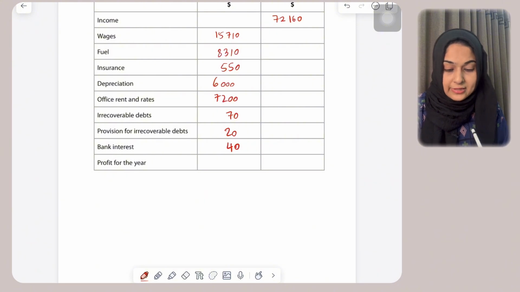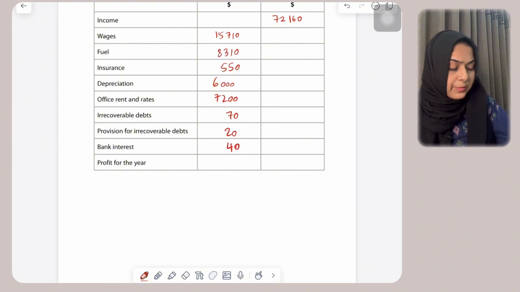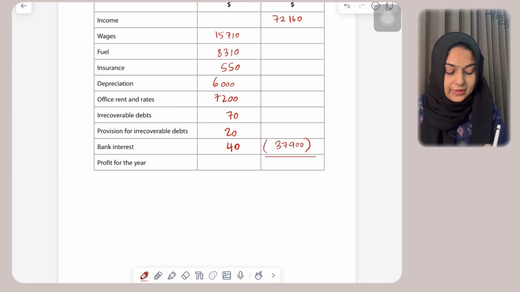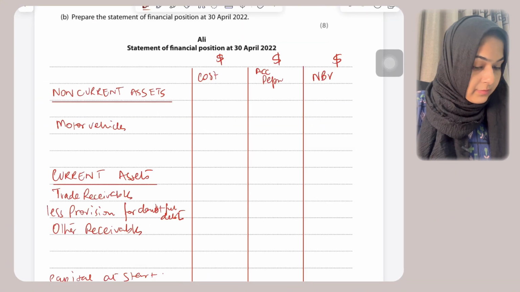So 15,710 plus 8,310 plus 550 plus 600 plus 6,000 plus 7,200 plus 70 plus 20 plus 40 is going to give me 37,900, which is my total expenses. When I subtract 37,900 from 72,160, I'll get a profit of 34,260. 34,260 is my profit for the year in this case.